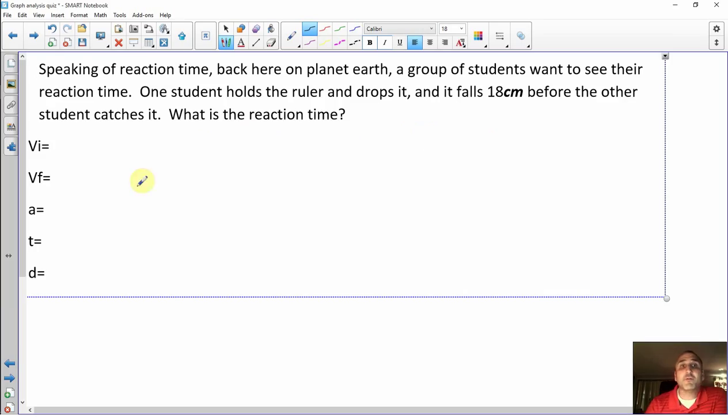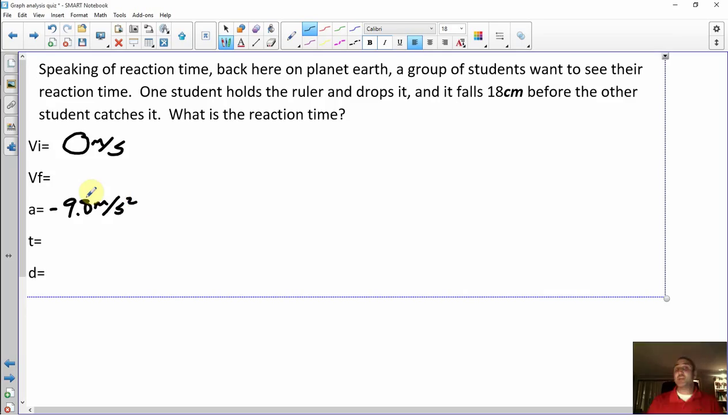And I hope that we've all figured out, speaking of reaction time, back here on planet Earth, a group of students want to see their reaction time. One student holds a ruler and drops it, which means the initial velocity, again, is 0 meters per second. And it falls 18 centimeters before the other student catches it. What's the reaction time? So on Earth, we've got an acceleration of negative 9.8 meters per second squared.